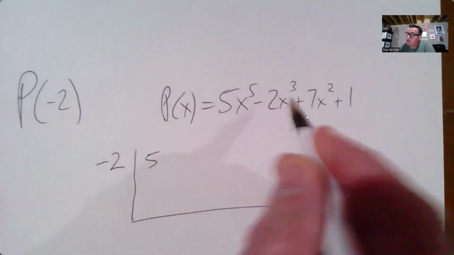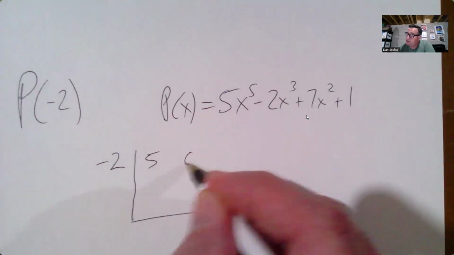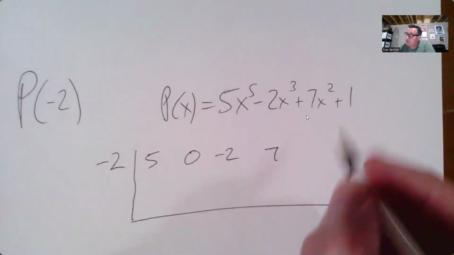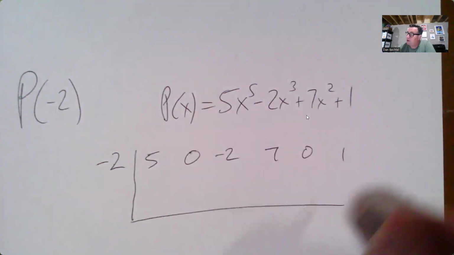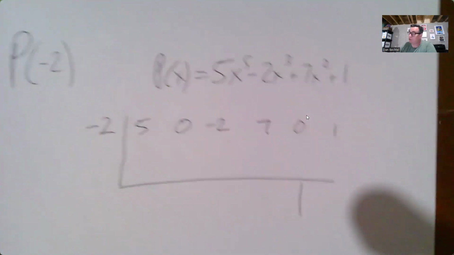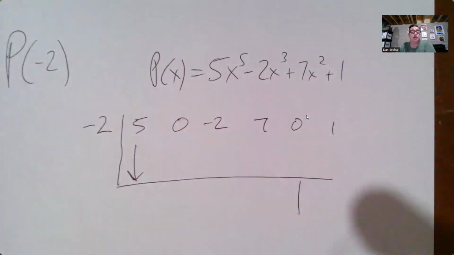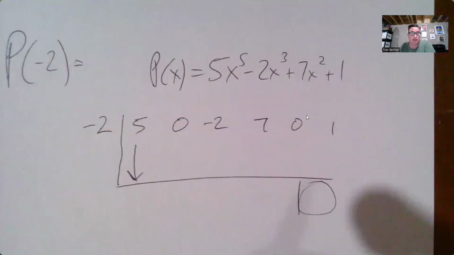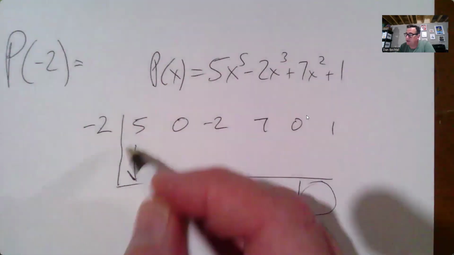So we've got a 5, missing the fourth term, so that's a 0. Negative 2, 7. I don't have an x term, so there's a 0 and a 1. And so then what we do is we go through and we are just doing synthetic division. Whatever our answer here is, is the answer that we would get if we plugged in a negative 2. I'll let you guys check that.